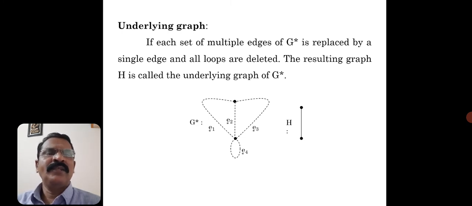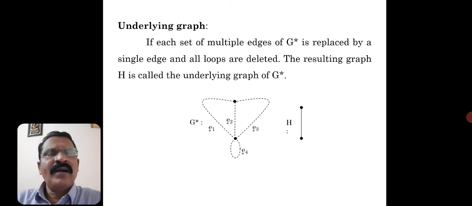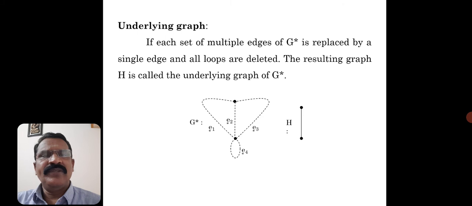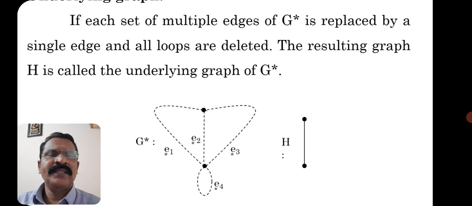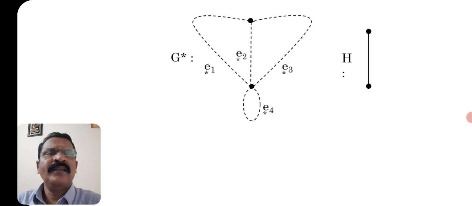For example, if each set of multiple edges of G star is replaced by a single edge and all loops are deleted, the resulting graph H is called the underlying graph of the G star. Consider the same example which we have considered, the geometrical dual of the plane graph G. Now between two vertices, how many edges are there? Three edges are joined between the two vertices.